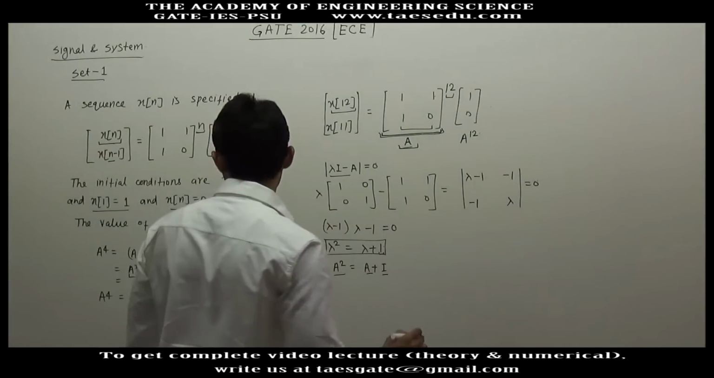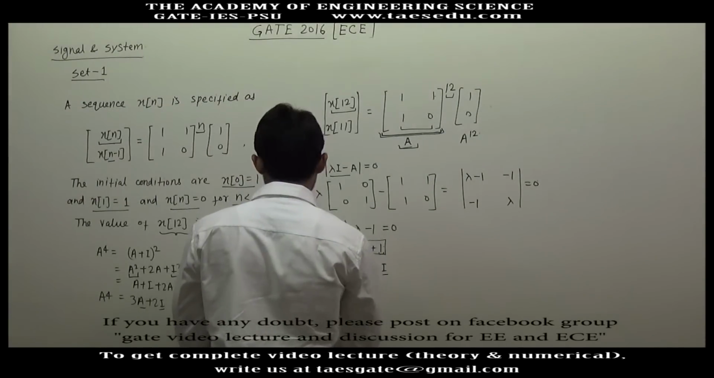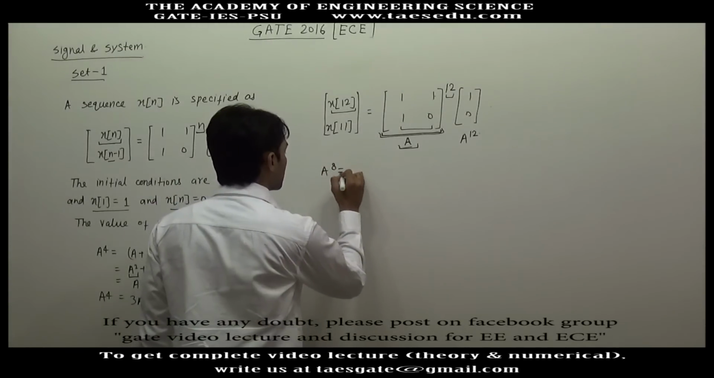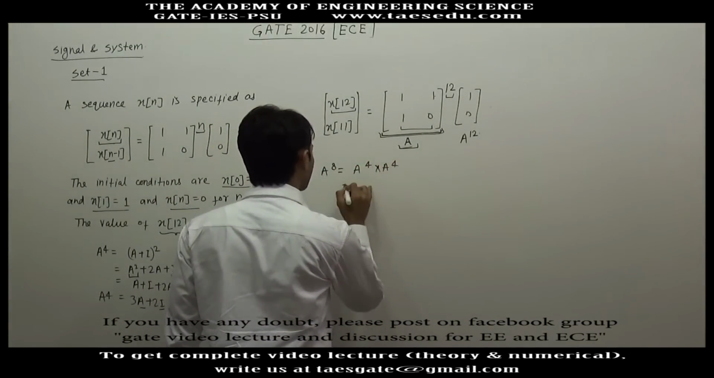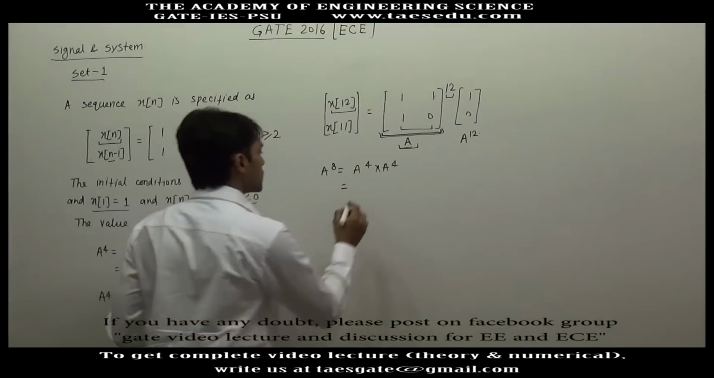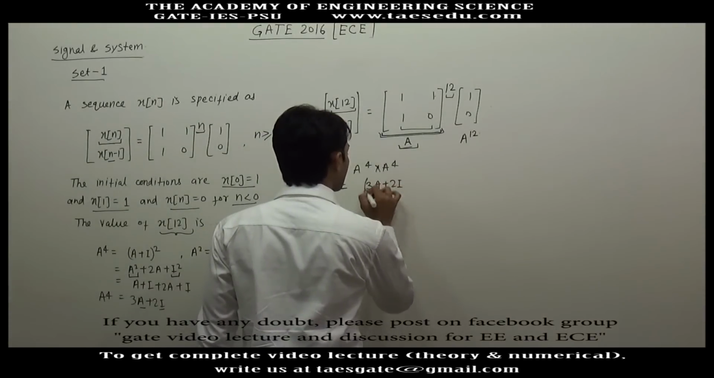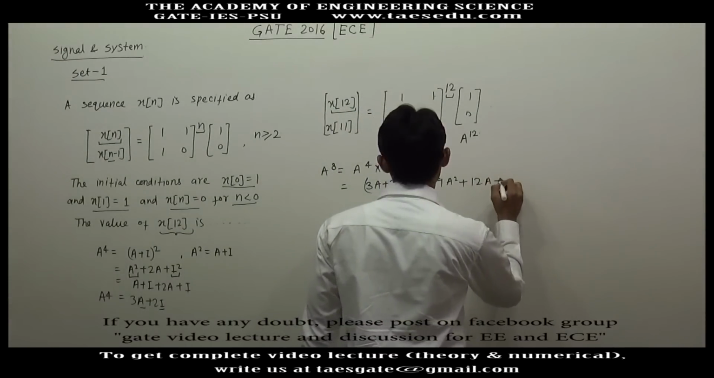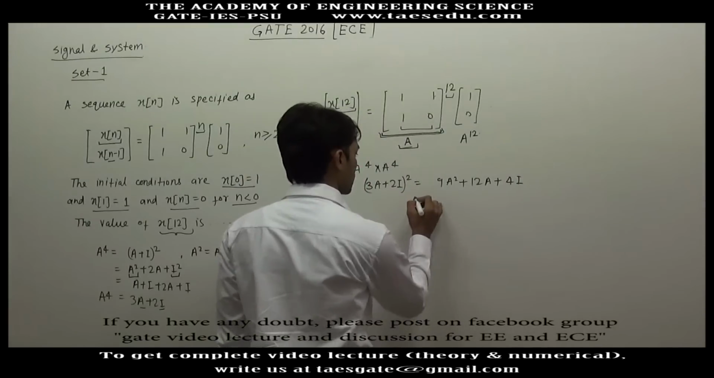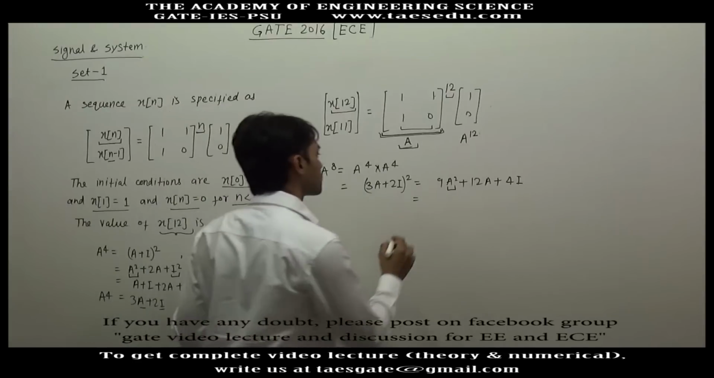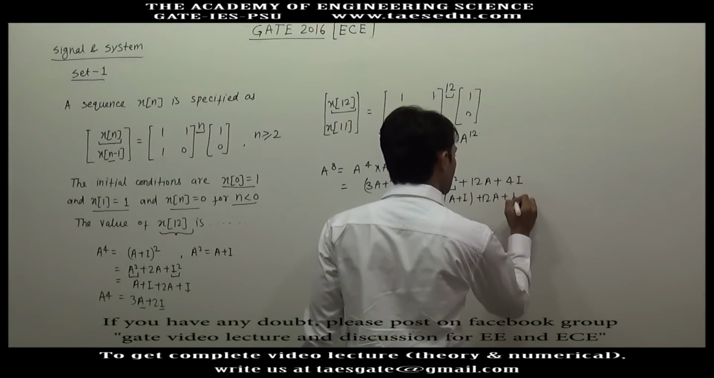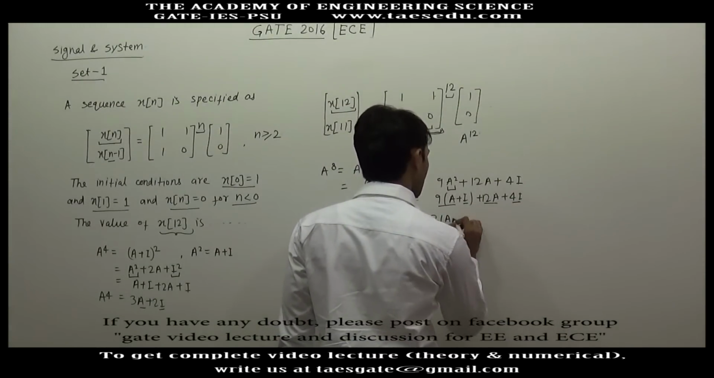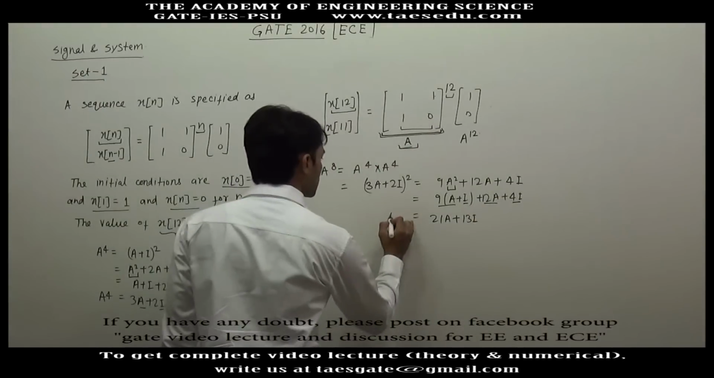Now we will find A to power 8. A to power 8 is A4 into A4. So this will be 3A plus 2I whole square. This will be 9A square plus 12A plus 4I square, and I square is equal to I. Again A square is A plus I, plus 12A plus 4I. Here 9A plus 12A is 21A, 9I plus 4I is 13I. This is A8.